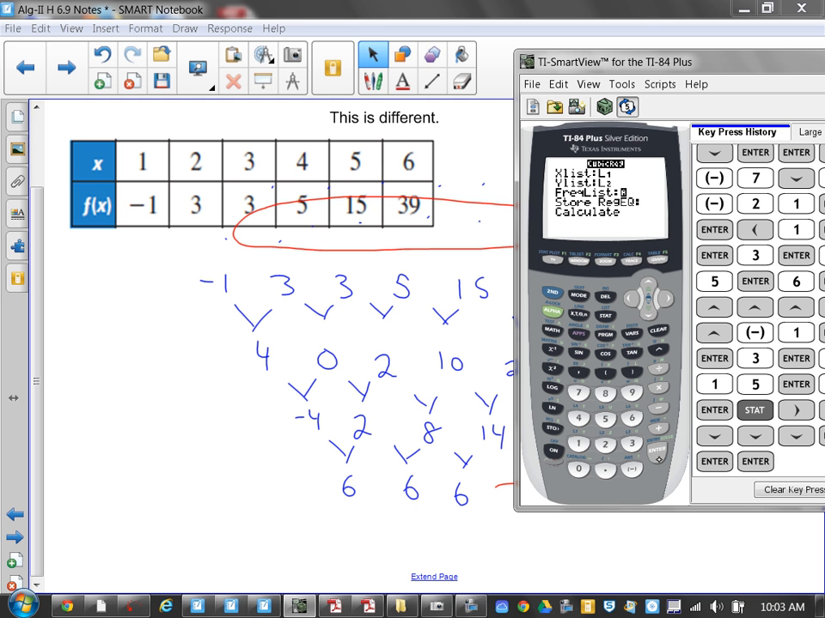Yes, ma'am. So when we're trying to find out what degree it is, do you just keep going through until all the numbers are the same? Yep. And be careful, if you go all the way through it and you run out of numbers, that means you've screwed up somewhere.